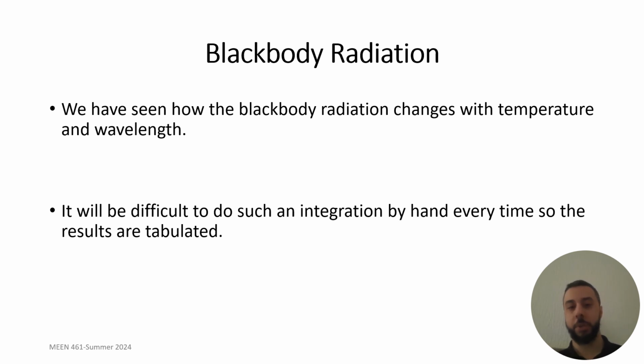So we have seen how the black body radiation changes with temperature and wavelength. As I mentioned, it'll be difficult to do such an integration by hand every time, so the results are tabulated. Just like we've seen many times in the course, results being tabulated, such as the Biot number and lambda 1 and A1, or the complementary error function. We also have a table that does the integrations for us, and we'll show you that on the next slide.